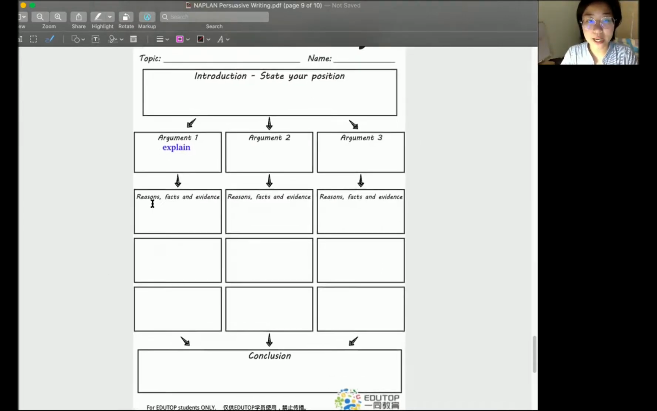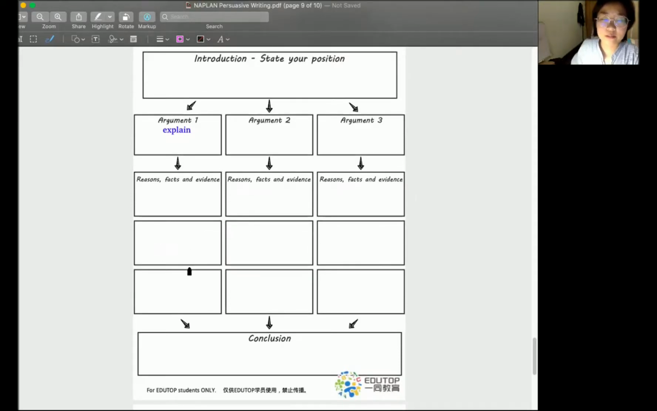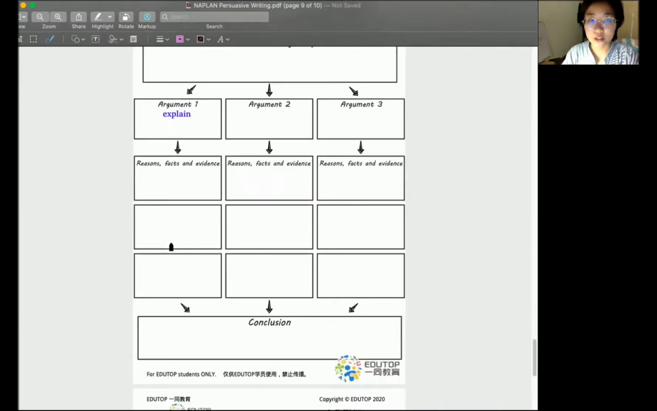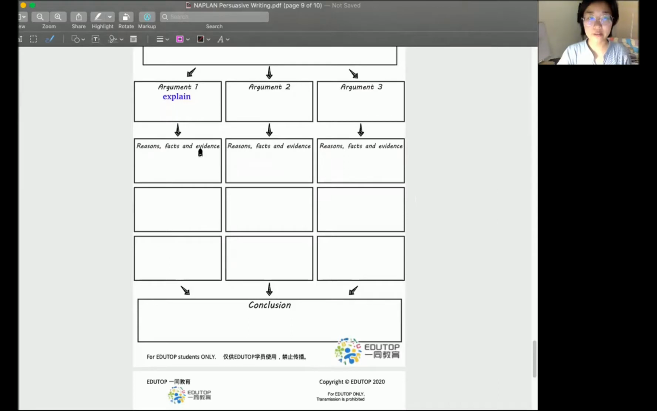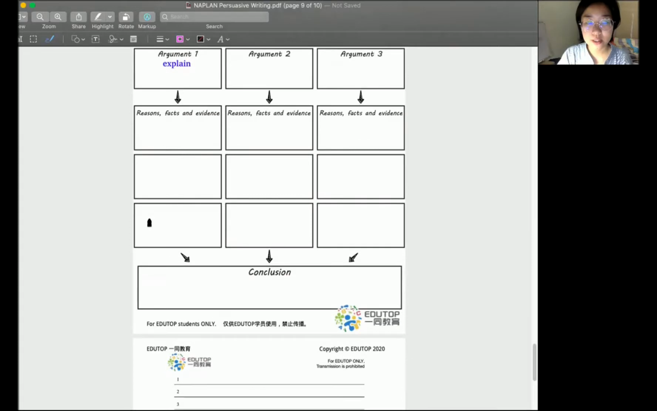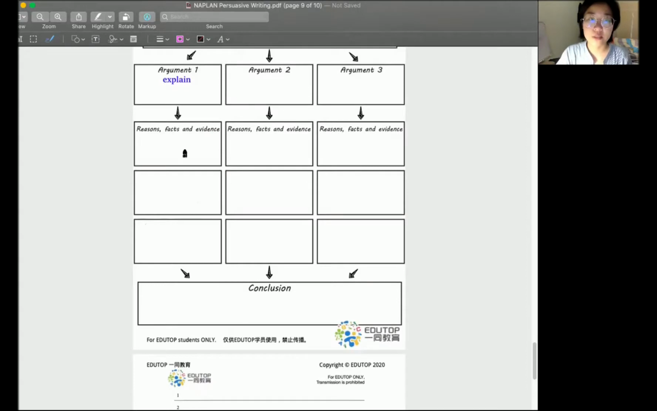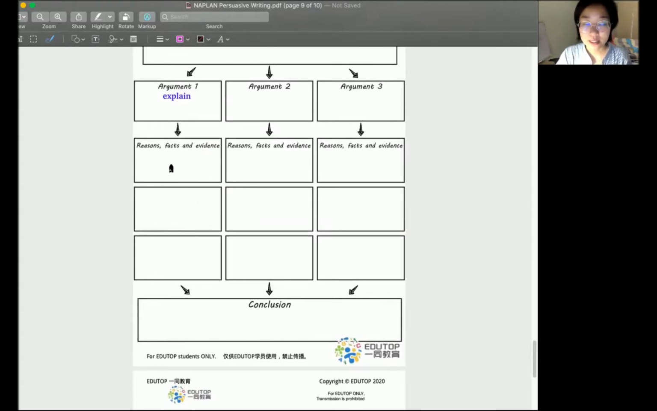How do you support? By giving us your reasons, or you can give us some facts, or if you have read enough, you maybe can pull up some evidence. For example, from a famous person's quote, or something you read on the news or internet. That could be your evidence over here. So 3 boxes, you can have 3 different reasons or facts or evidence, or a mix of them. Even if it's 1, that's totally fine.